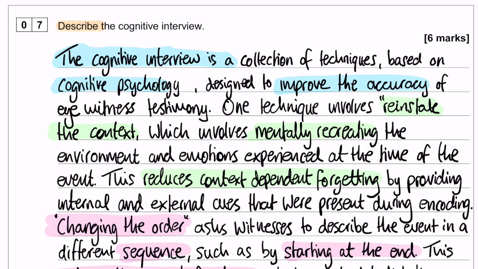I've named it. I'm then describing what it is, which is mentally recreating the environment and the emotions experienced at the time of the event. And then I finish that off by explaining that it is designed to reduce the impact of context-dependent forgetting by providing internal and external cues that were present during the encoding of the memory.